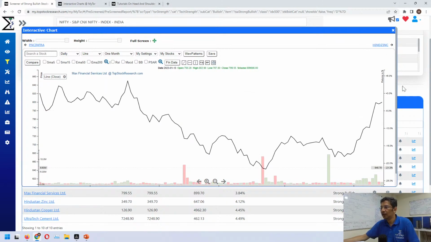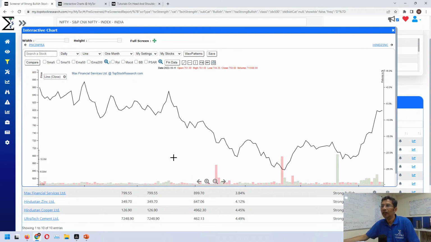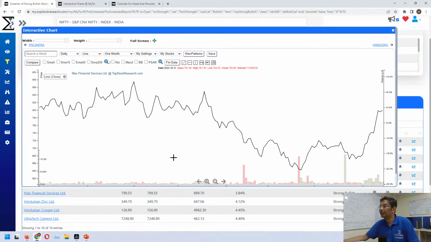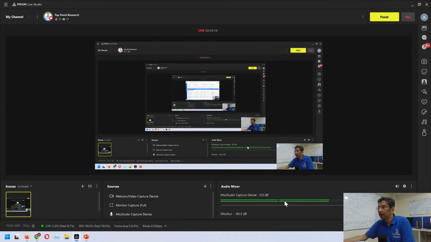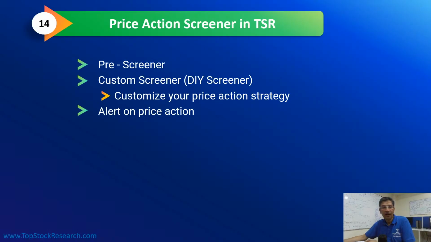This is a reverse head and shoulder, if somebody can spot it. This is a reverse head and shoulder. Similarly, you'll find a lot of patterns. Once you get used to it, you'll get lots and lots of patterns available for you, right? So that was about trending, right? I hope that answers your question.